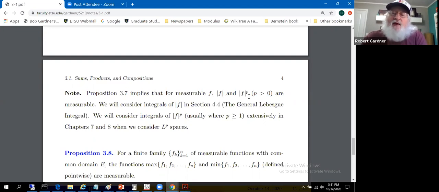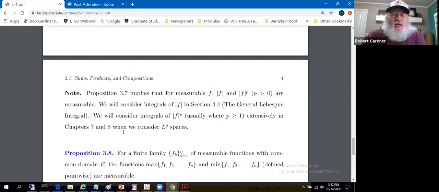Also, the absolute value of f to the p power, where p is greater than 0, will be a measurable function as well. We'll deal with this in section 4.4 when we're trying to integrate functions that may be both positive and negative. In doing so, we'll deal with the absolute value of f, so at that time, knowing this gives us a measurable function will be a useful thing.